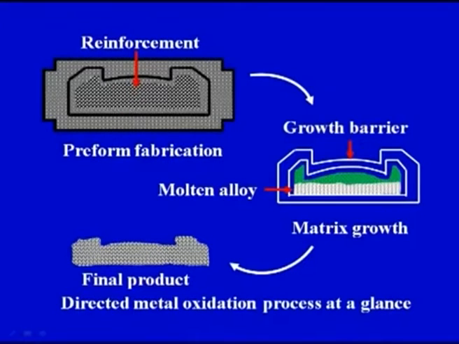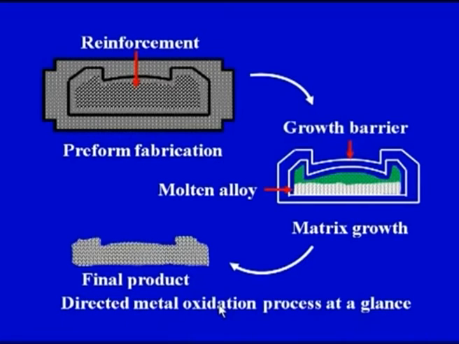Again on your screen you can have a look: preform fabrication, matrix growth, and finally the final product. Matrix growth is the most important part of the whole process, or the heart of the process, because here we are combining the two things together. As I discussed in the very beginning of today's lecture, a composite is basically a combination of a reinforcement and a matrix phase, and in combination they give properties which are not attainable with any of the individual constituents.